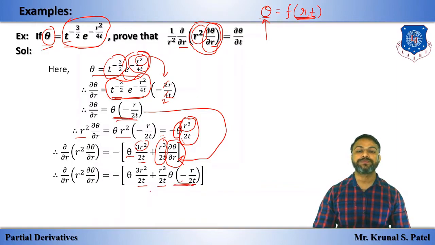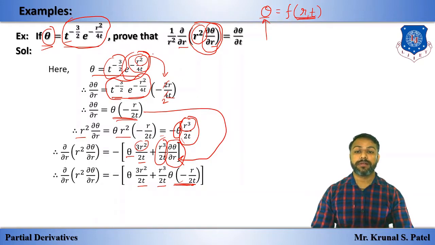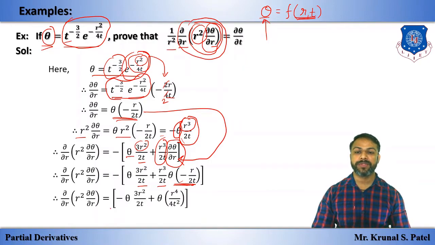Okay, now we have this answer, and now we just have to multiply 1 by r square. Before that, we simplify this term as it is. This minus multiplies with both terms, so minus plus minus, minus minus plus, and plus plus plus. Theta as it is, 2t in the denominator becomes 4t square, and r cube into r becomes r raised to 4.